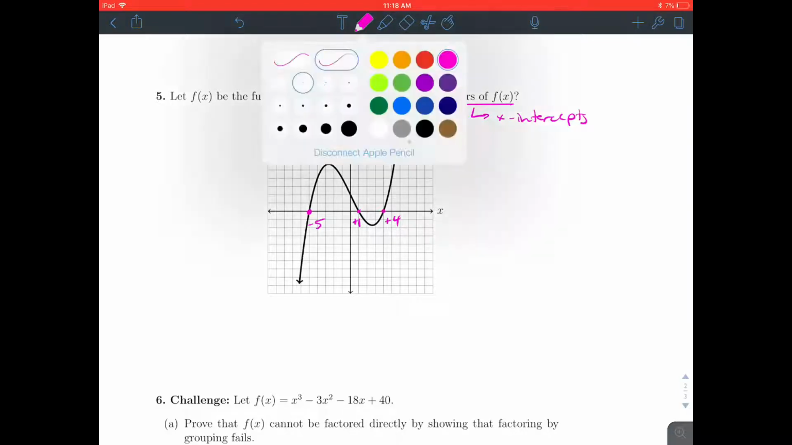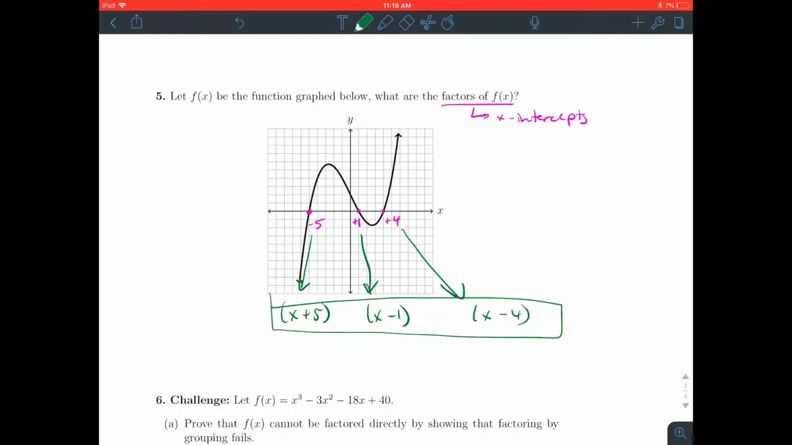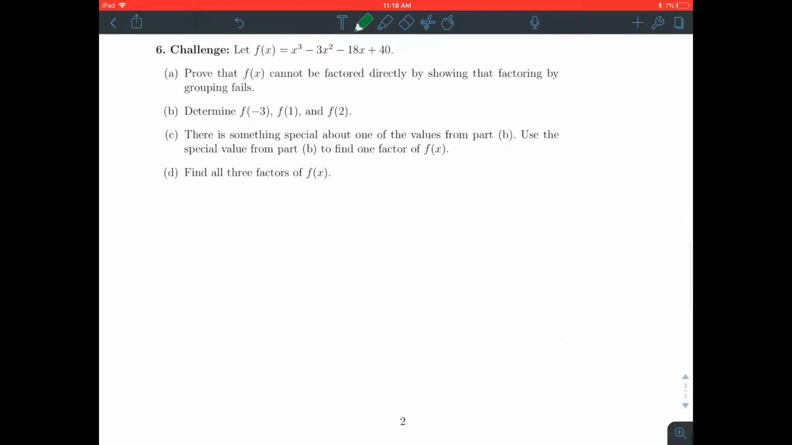So if negative 5 is an x-intercept, then x plus 5, the opposite, will be a factor. If 1 is an x-intercept, then x minus 1, the opposite, will be a factor. And if 4 is an x-intercept, then x minus 4, the opposite, will be a factor. So here are the 3 factors for this function. That's great. Now it's time to do the challenge problem.